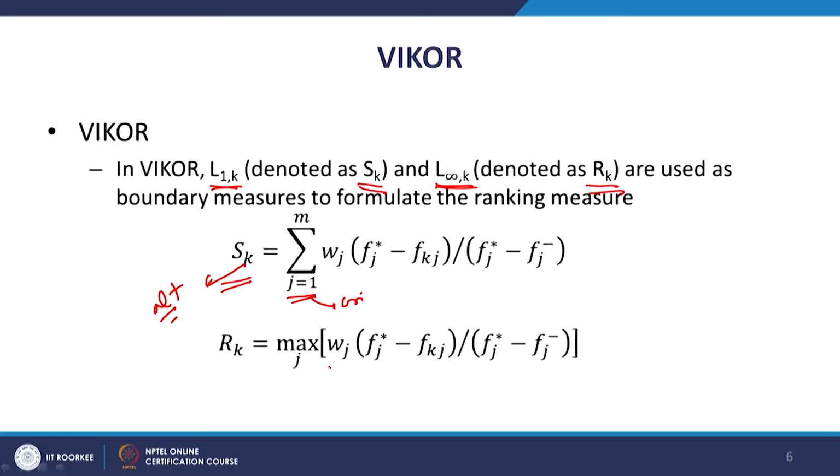Then we have Rk. Here, if you see the same expression, this weighted score, we are just trying to compute the maximum value with respect to j. So, out of all the criteria that we might have, we are going to find the maximum value, and that is going to be defined as another measure, that is Rk.